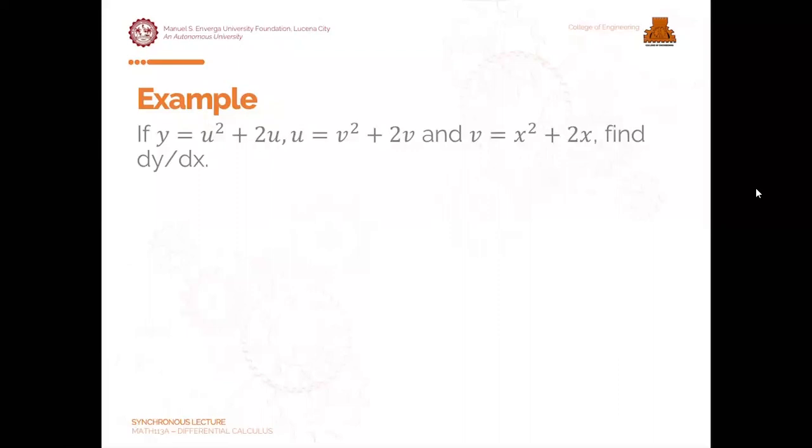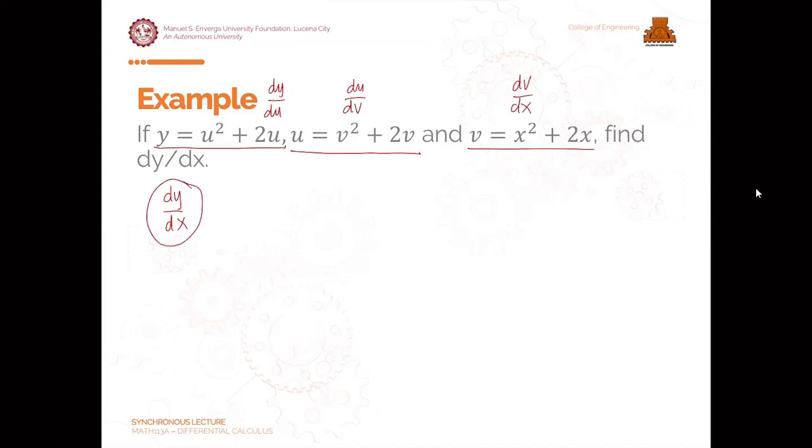What we are looking for is dy over dx. When we check the first equation, it is in terms of y and u, so we can get dy over du. The second, in terms of u and v, lets us get du over dv. The third is in terms of v and x, so we can get dv over dx. We need to get dy/dx, no?